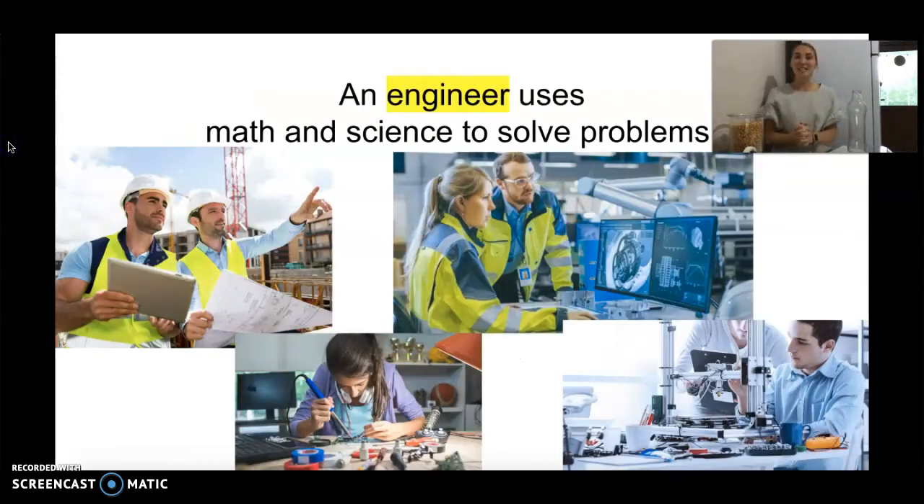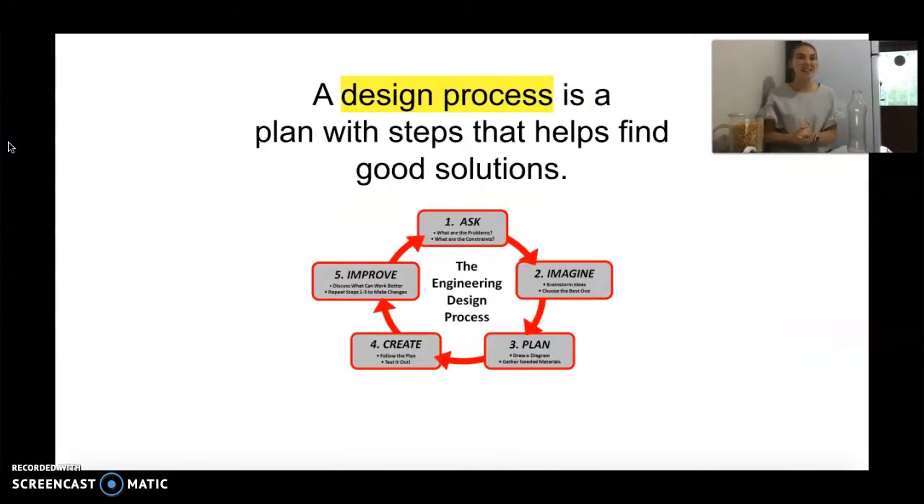An engineer is a person that uses math and science to solve problems. Have you ever used math or science to solve a problem? Then you've been an engineer. Engineers use a specific process called the design process. The design process is a plan with steps that helps find good solutions. Will you help me find a good solution today?